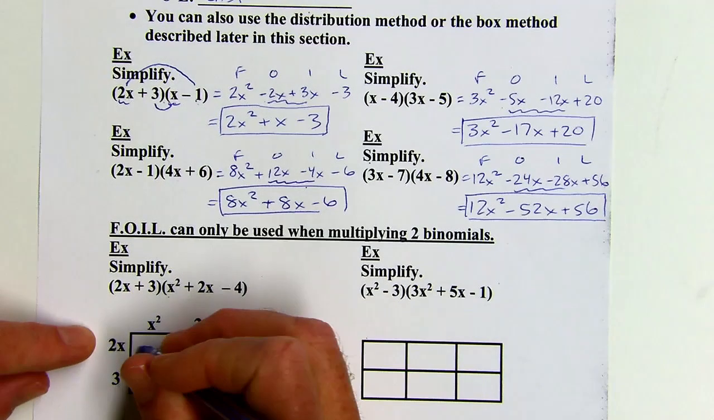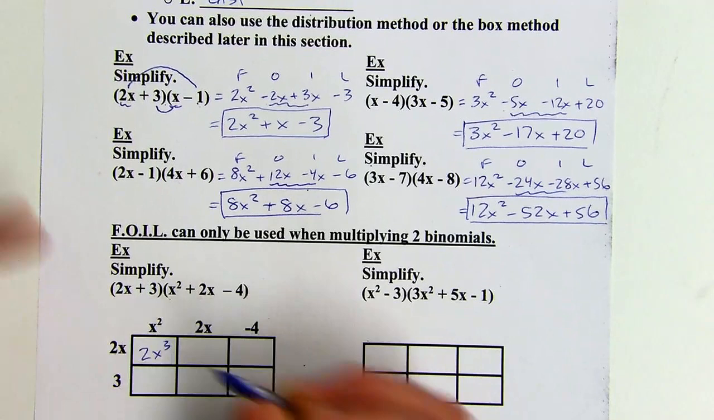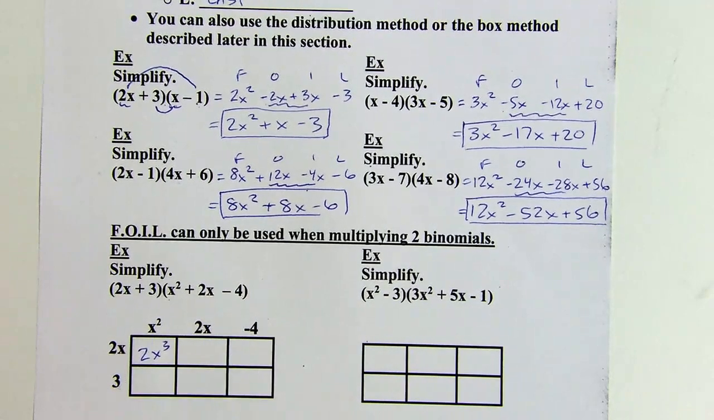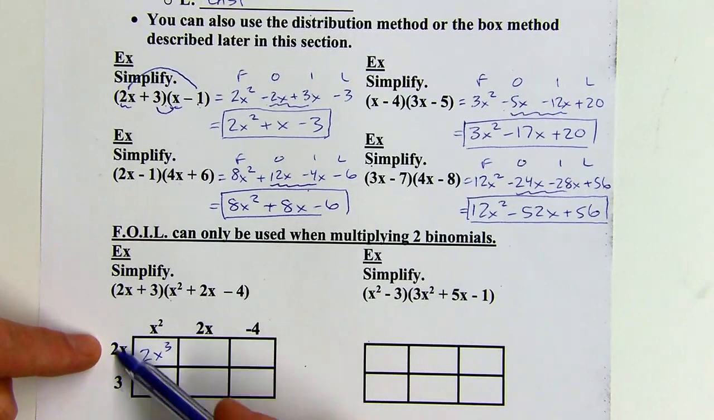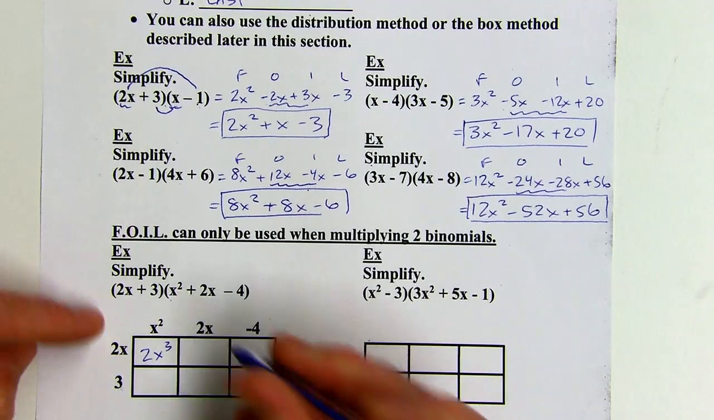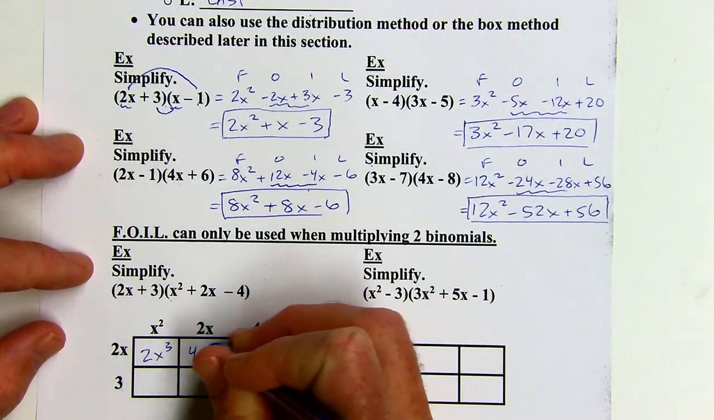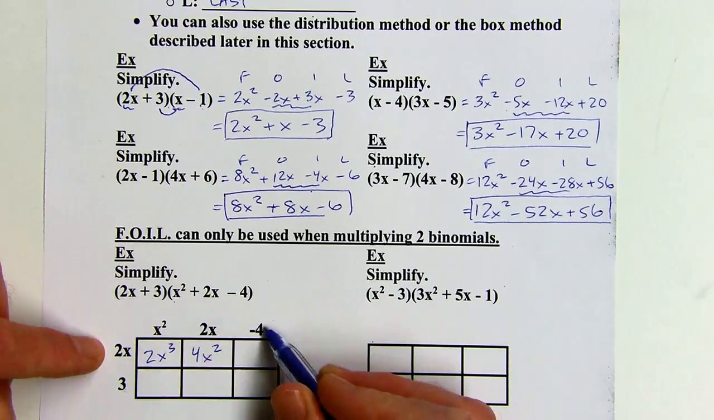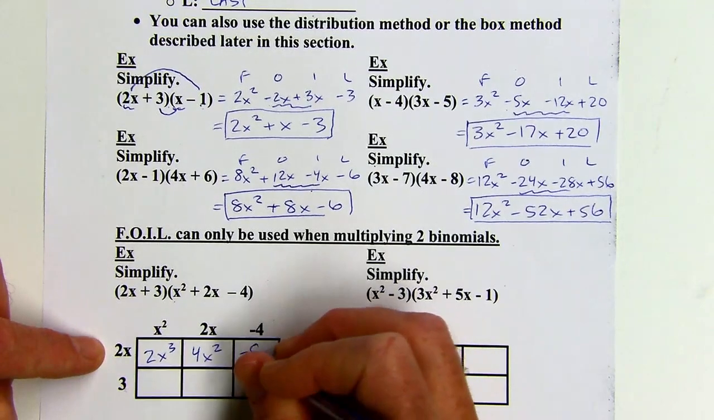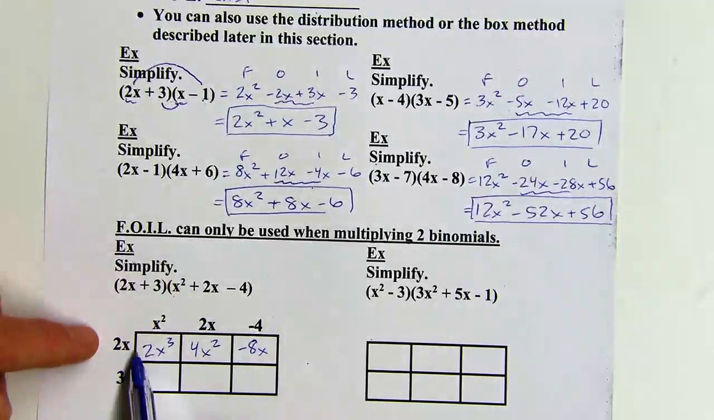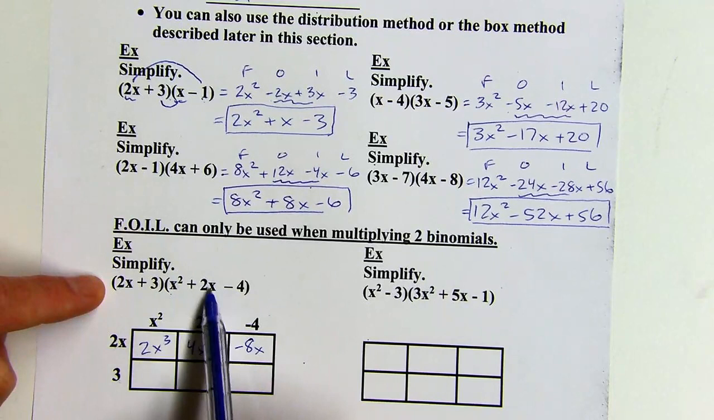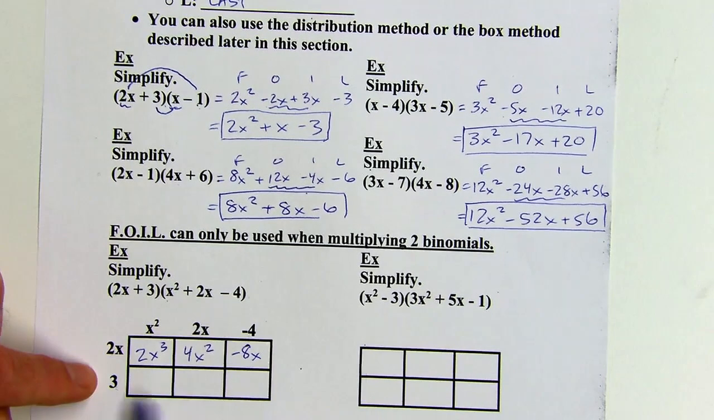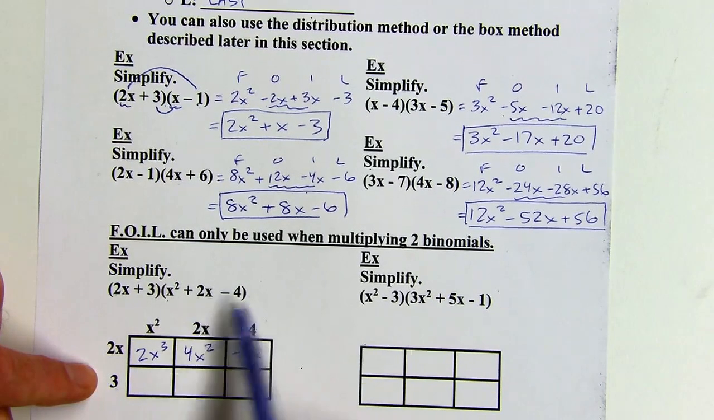In the top left square here, I'm going to do 2x times x squared. 2x times x squared would be 2x to the third, right? Because there'd be 3 x's all multiplied together, and the 2. And then in this square, I have 2x times 2x, which would be 4x squared, and then 2x times negative 4 is negative 8x. So really what I just did on the top row here, I distributed the 2x into all 3 of those terms.